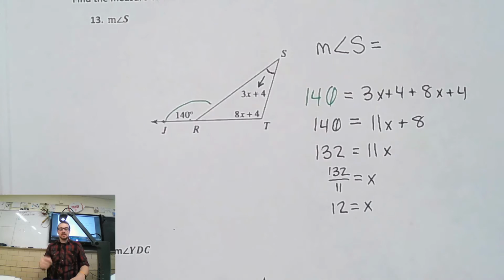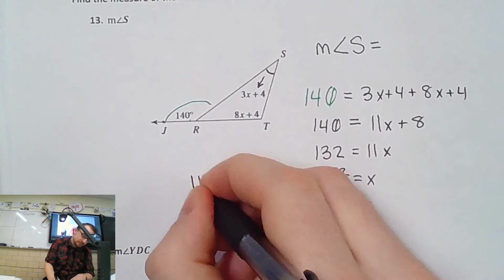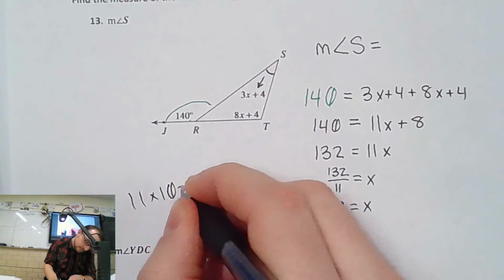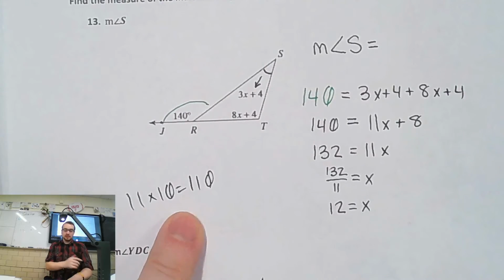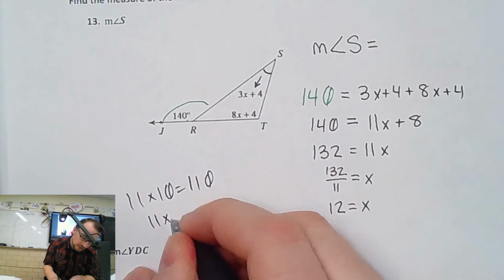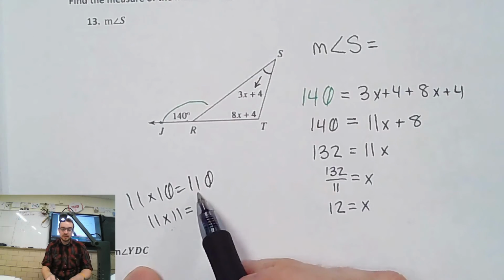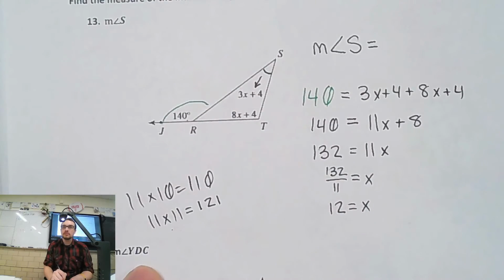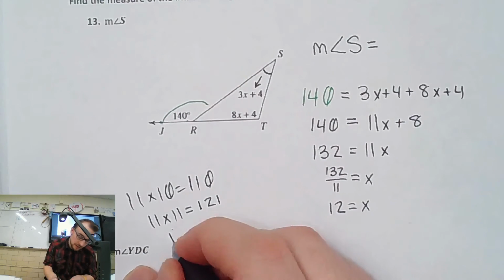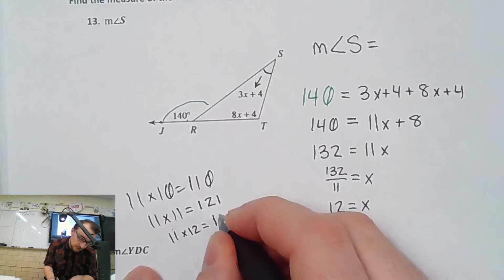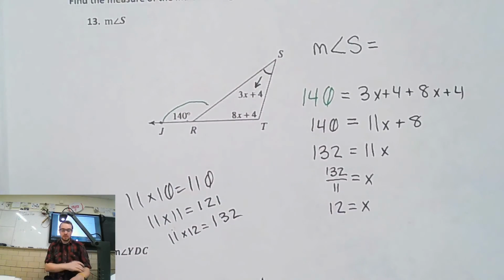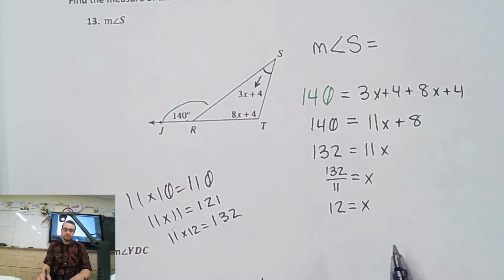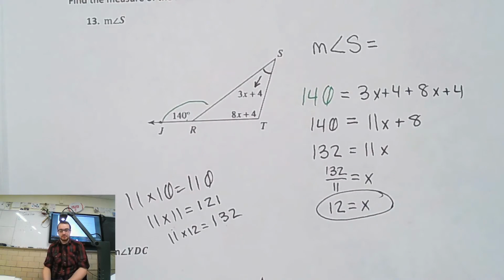Again, the way I did that is I did 11 times 10 in my head. That's 110, right? Then what does 11 times 11 got to be? 121. Add 11 to that, right? And then 11 times 12 gets me 132. So it must be 132 divided by 11 is 12. So x is 12, and I'm done, right?